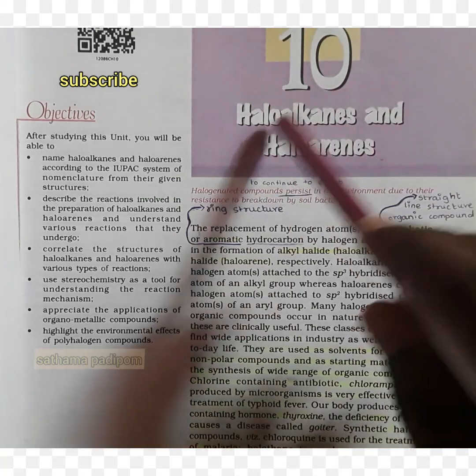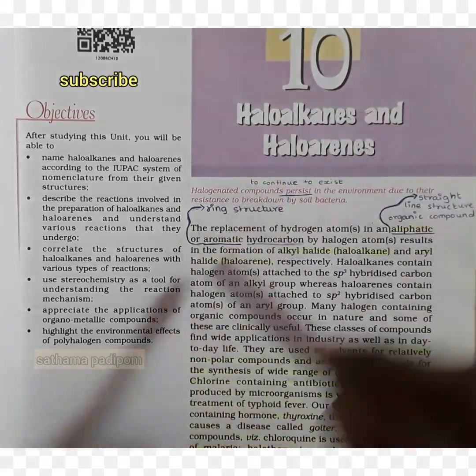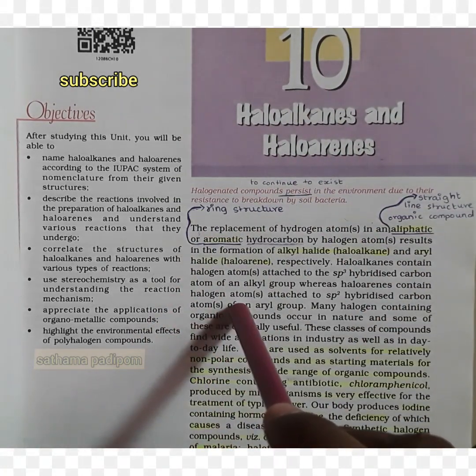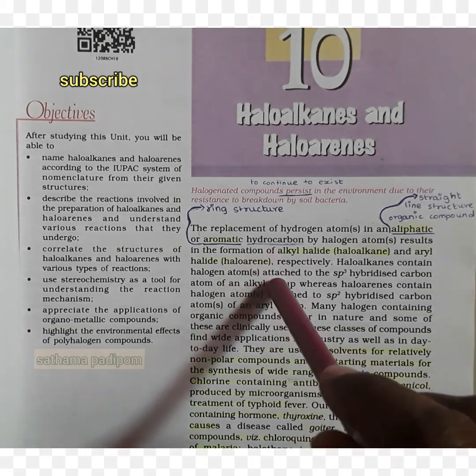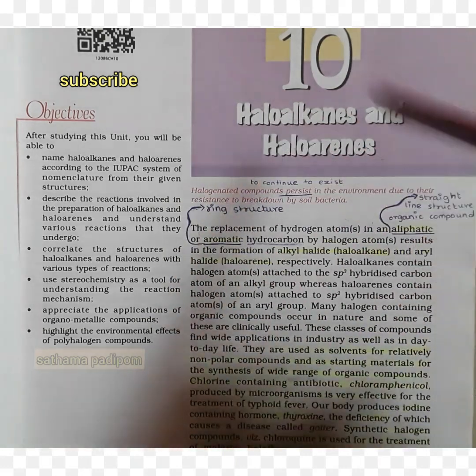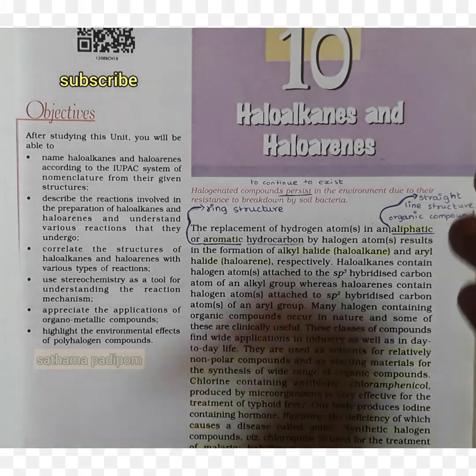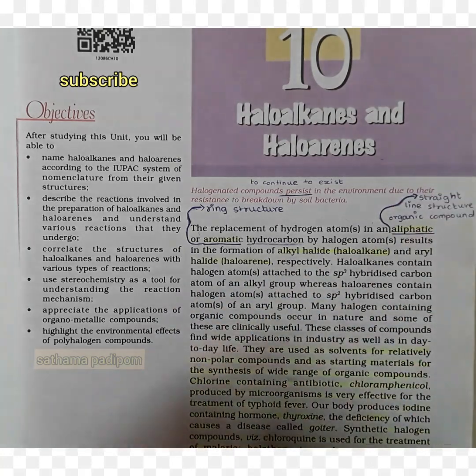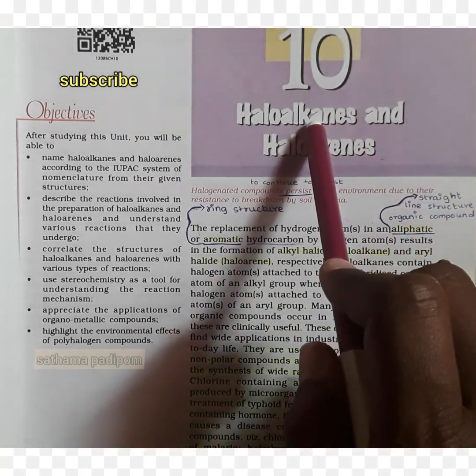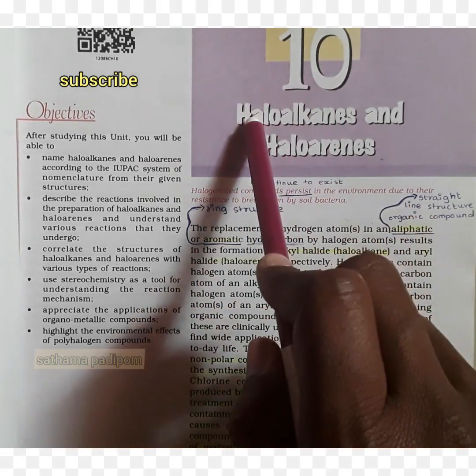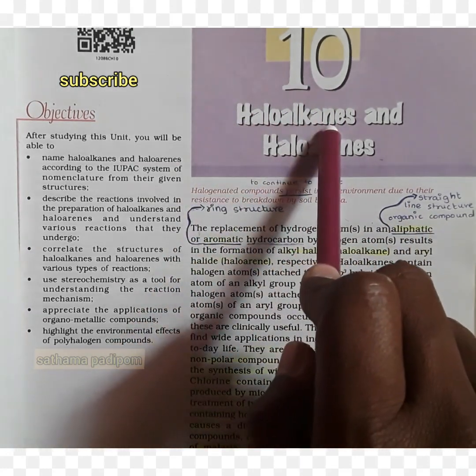Haloalkanes. So what is the meaning of haloalkanes? In that alkane group, there will be halogens also. So what are halogens? Group 17 elements are called halogens: fluorine, chlorine, bromine, iodine. Okay, these are all called halogens. So the alkane structure which has halogens is called haloalkanes.